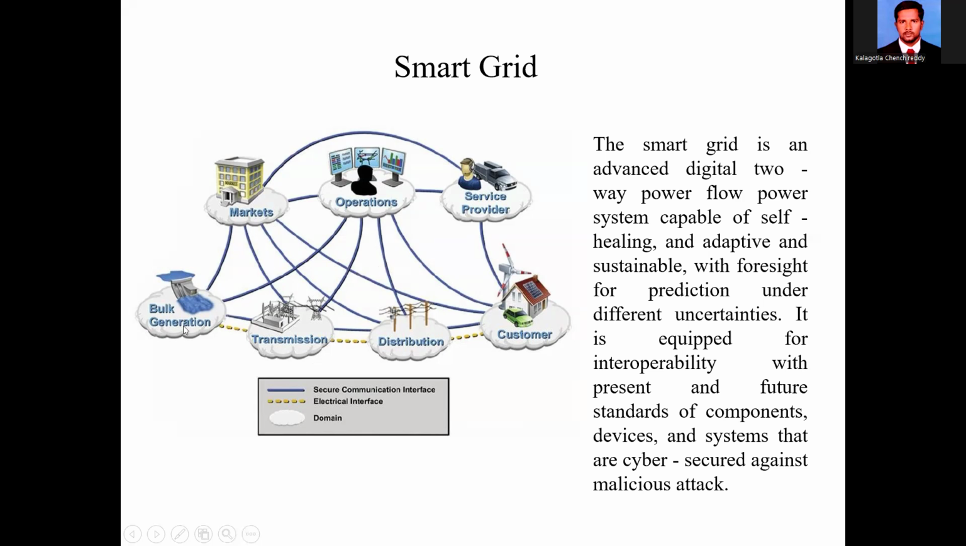The first ones are generation, transmission, distribution, and the customers. These 3 more blocks are added in the smart grid: the markets, operators, and service providers. The function of generation is power generating, the transmission lines transmit the power, and the distribution lines distribute this power to the distribution system, and here consumers are loads. And the market means the unit price of electricity will vary from hour to hour.